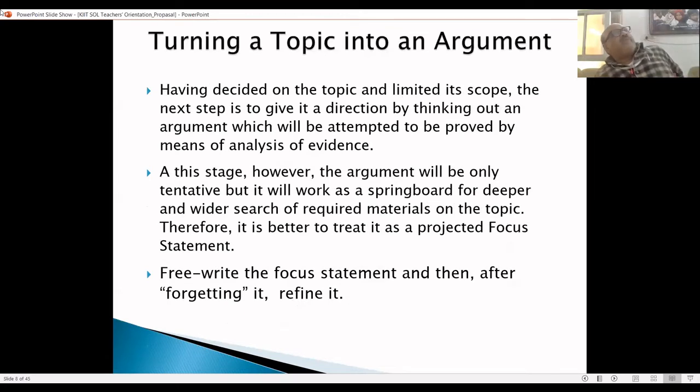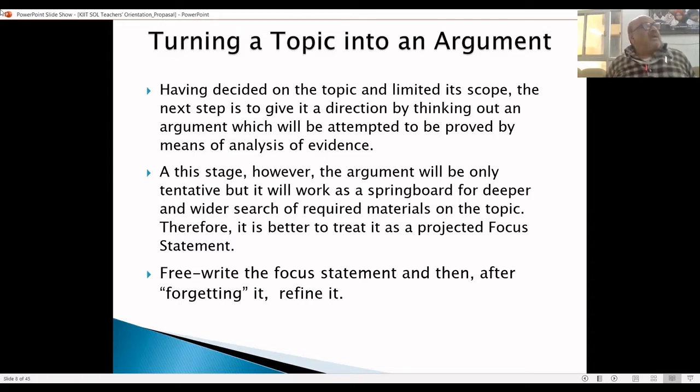Then the student should turn the topic into an argument. What is the argument? The argument is the main thing which the students will try to prove by analysis of evidence, from both the primary text and the secondary text, later when they write the dissertation. So this argument at this stage will be tentative. Tentative means they can always change it, refine it, revise it as they read on. But even though tentative, this argument will work as a springboard for a deeper and wider search of required materials on the topic. So, though tentative, this argument should be treated as a projected focus statement.